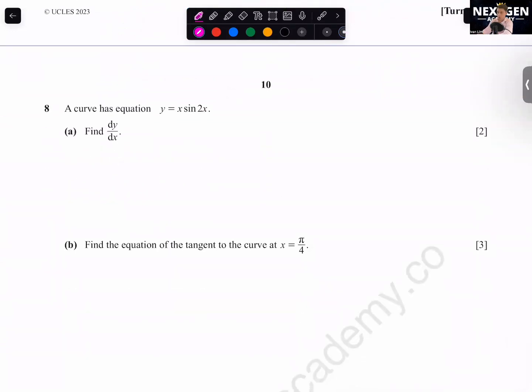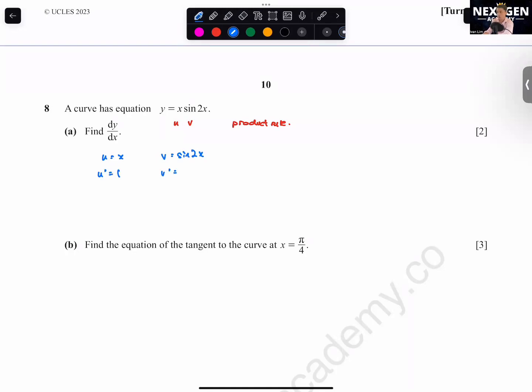All right, let's go to question 8. A curve has equation y equals x sine 2x. Find dy over dx. Let's determine first what kind of differentiation we do over here. x sine 2x, a function multiplied by a function. This is u, this is v. Product rule, very good. We need to determine what rule we use first. First step wrong, entire thing will be wrong. So u equals x, v equals sine 2x. u prime is 1, v prime.